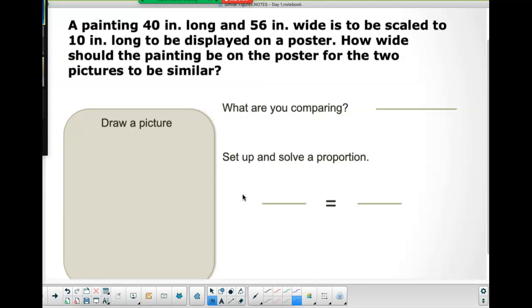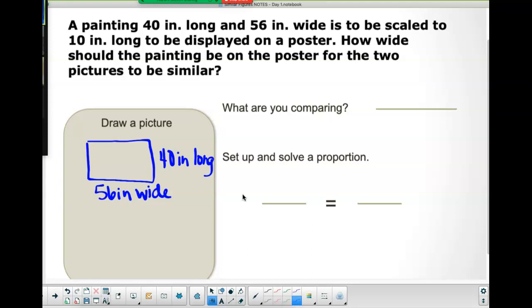Okay, so I'm going to draw this again. It's 40 inches long and 56 inches wide. Does it really matter which side I put the numbers on? No, it doesn't. You just have to be consistent. So 40 inches long, I'm going to put long on that side, and 56 inches wide. Okay, it's going to be scaled, so it's going to be shrunk down. So it's going to be a smaller rectangle.